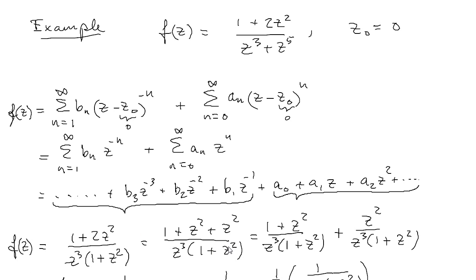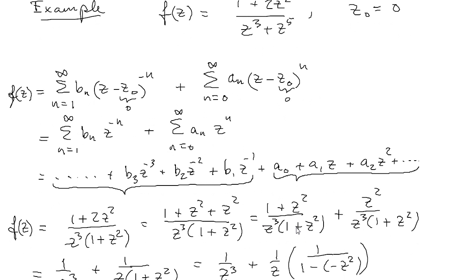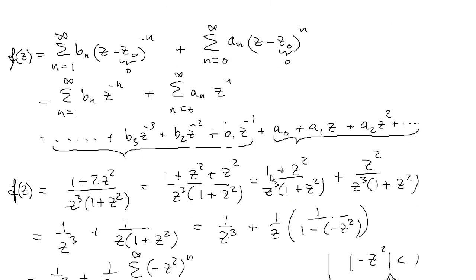And the reason for doing this is that I can now split this into two terms, one term like this and the other term like this, and then I can make the following simplification. I can remove these two factors, and therefore I obtain 1 over z to the power of 3 plus, and here I can remove z square in the numerator and denominator, and I obtain this.